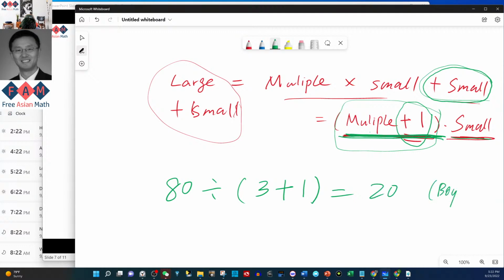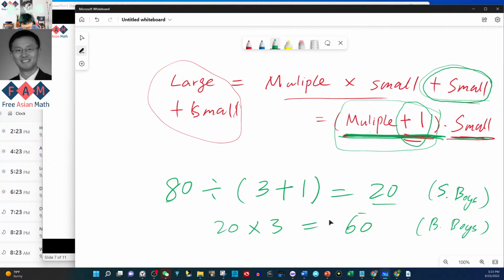20 boys, or we can say soccer boys. Well, this is just a notation, right? Soccer boys. That's 20. Okay, of course, the number of boys playing basketball, either you subtract 20 from 80, you get 60, or you just use that relationship. It's 3 times the number playing soccer, so the number of boys playing basketball is simply 60. So you can say this is basketball boys. Okay, so this is how you solve the so-called sum and multiple word problem.